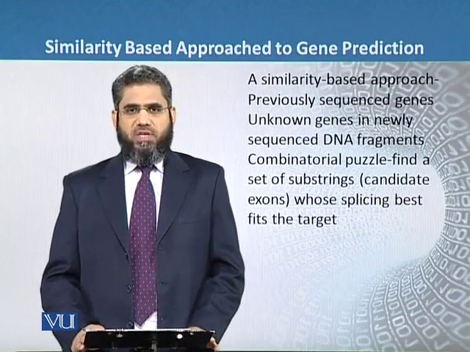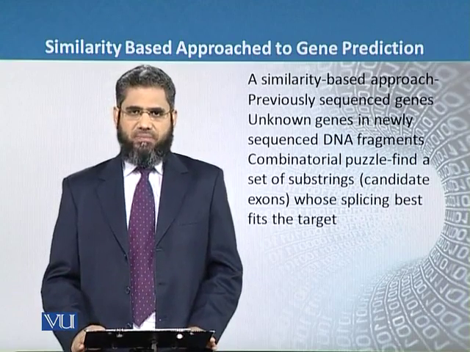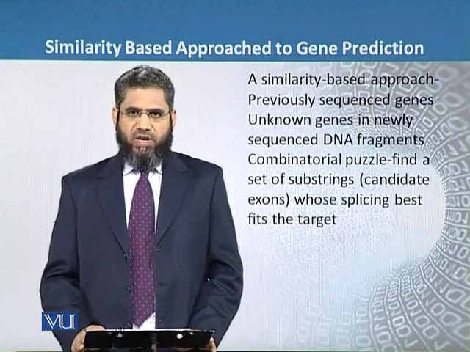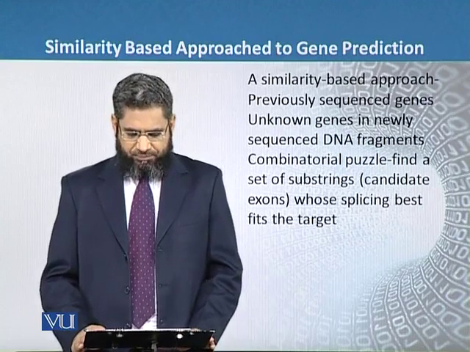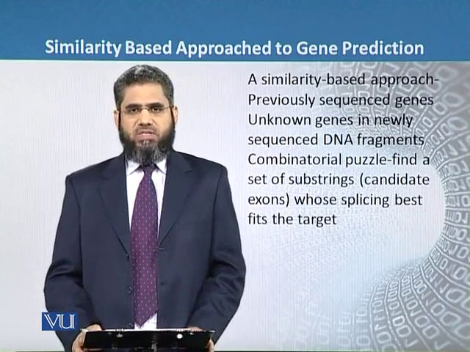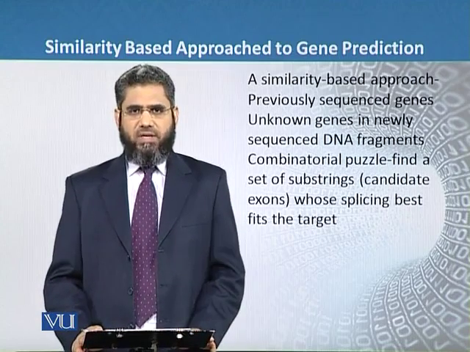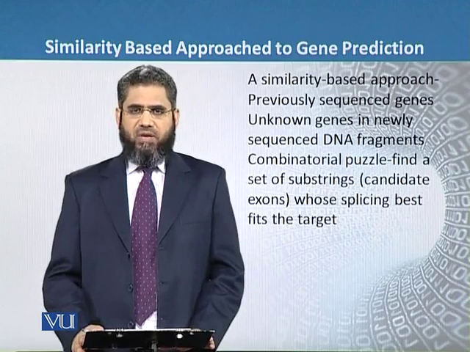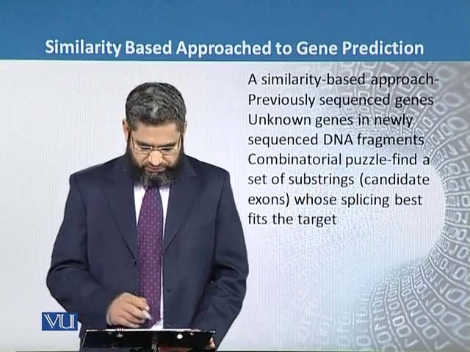So instead of using the statistical properties of the exon, in the similarity-based approach we will consider the combinatorial puzzle to find the genes. In this combinatorial puzzle, we consider that there is a sequence of a gene, and we consider that sequence and the protein that it codes. And we will find the substrings that will constitute the exons, and we also find the introns that will fit with the target sequence.